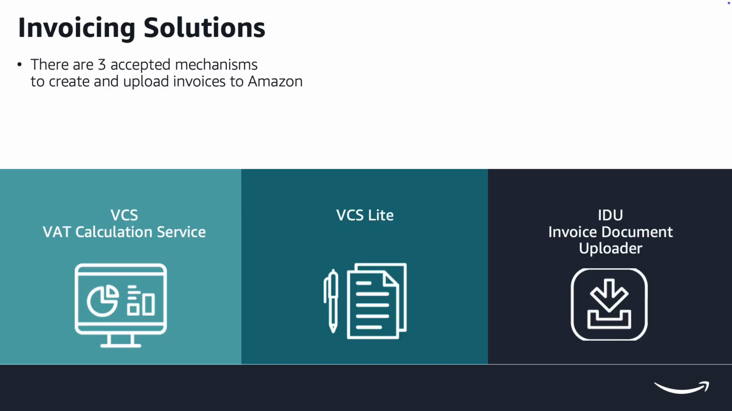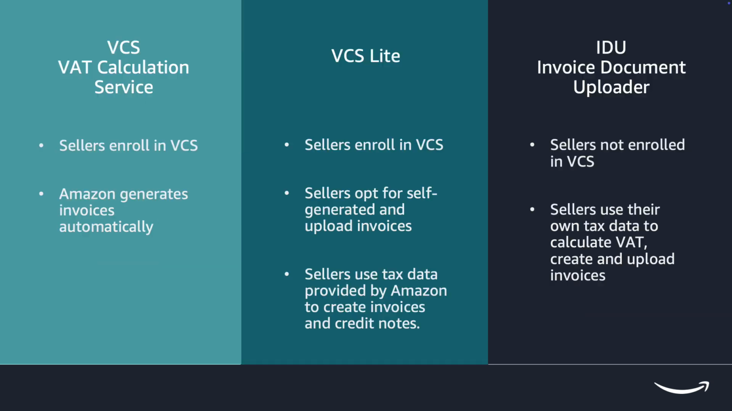There are 3 accepted mechanisms with which sellers can create and upload invoices to customers. These are VCS or VAT calculation service, which is a free invoicing automation solution by Amazon, VCS Lite, a variation of the VAT calculation service, and IDU, or Invoice Document Uploader, the basic invoice uploader solution. Let's see what each of these options means in more detail.